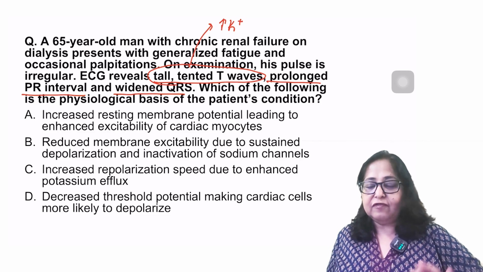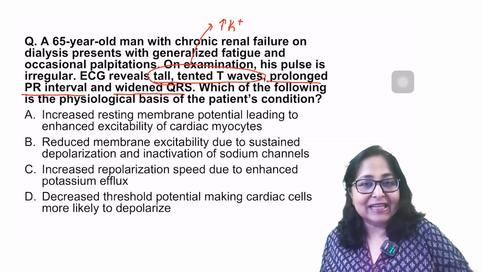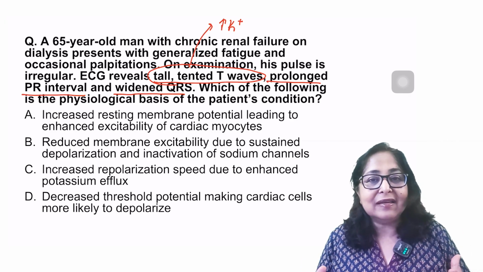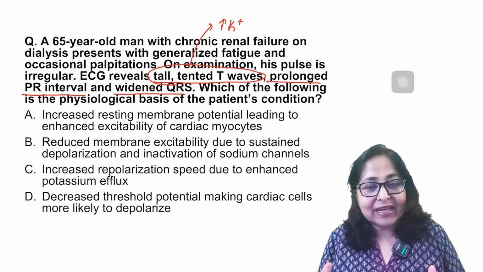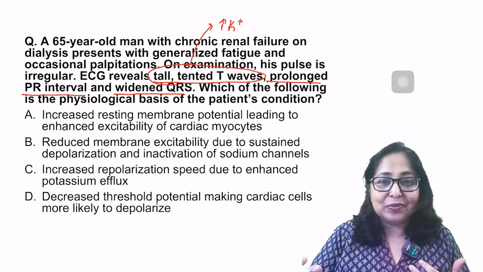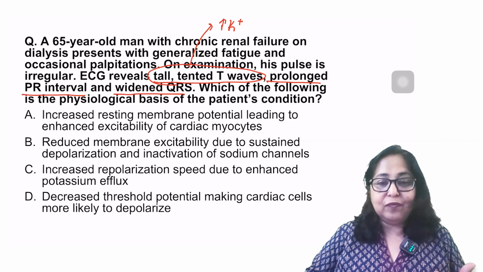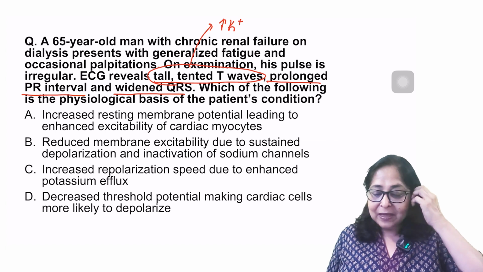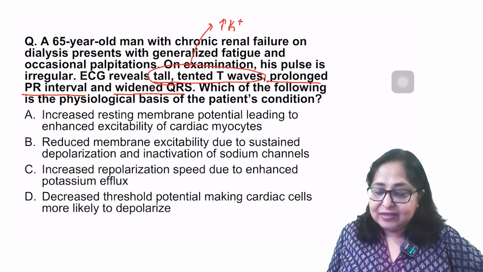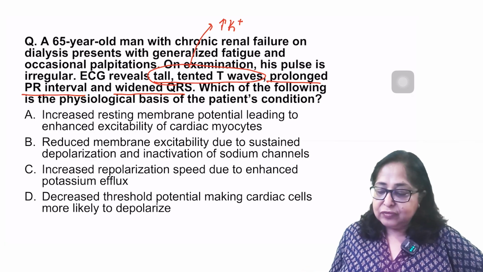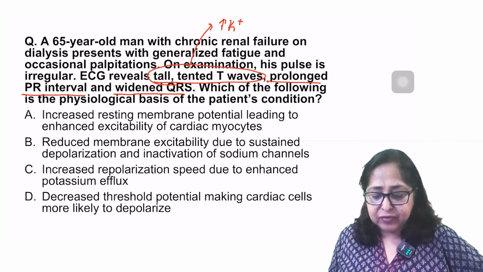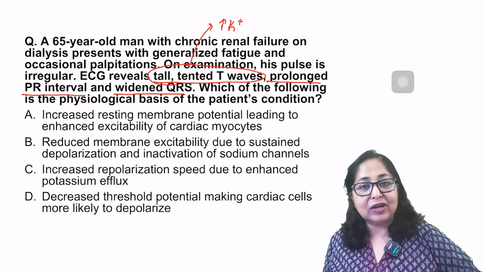Which of the following is the physiological basis of this patient's condition? So this is a very typical kind of question which is asked in the NEET PG, where you're given a clinical situation. So you not only have to diagnose the condition, as you've been given hints here, and then explain the physiological basis. So is it an increased resting membrane potential? Is it a reduced membrane excitability due to sustained depolarization, inactivation of sodium channels, or is it increased repolarization speed or a decreased threshold potential?